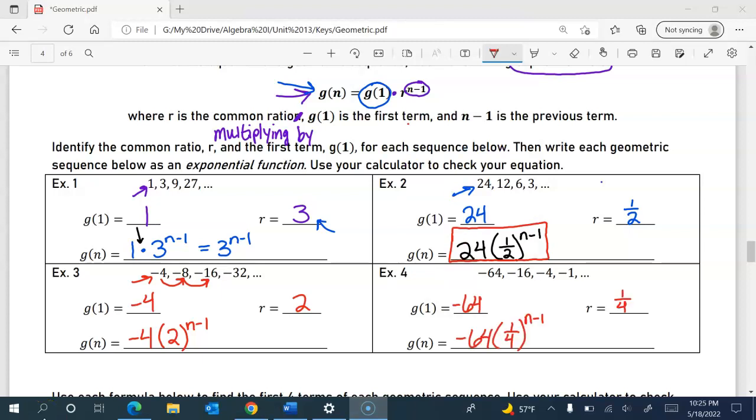Alrighty, so our first term was -64. Each time we're dividing by 4, so your common ratio should have been 1/4. And when you plug that into the explicit formula, you should get g of n equals -64 times 1/4 to the n minus 1. Okay, so that was the explicit.